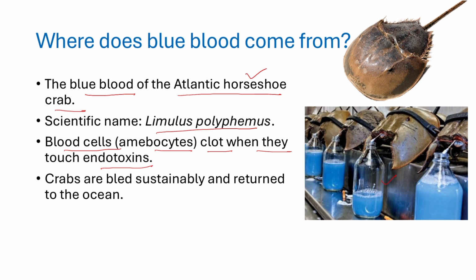Okay, so actually the blue color of the blood is due to the presence of a copper containing protein named hemocyanin. But the human blood is red, right? Because the iron containing protein hemoglobin is present.